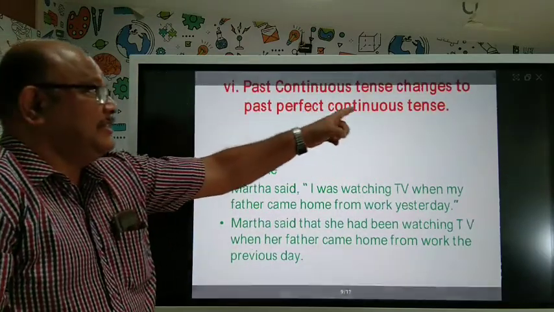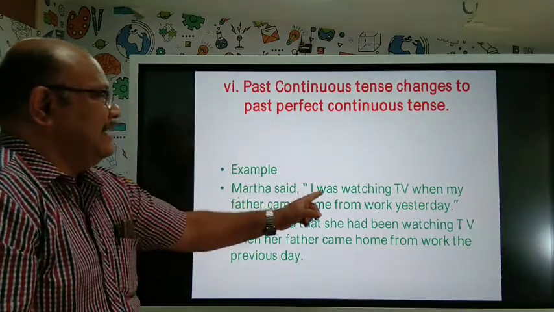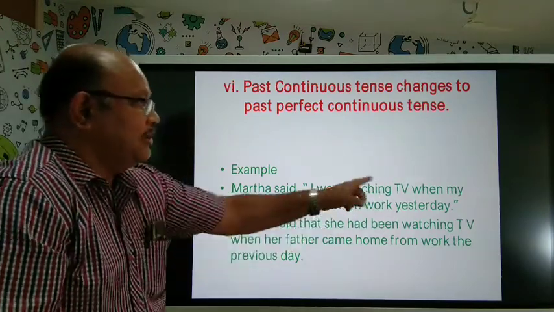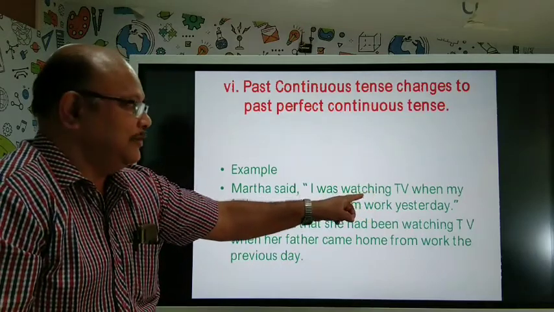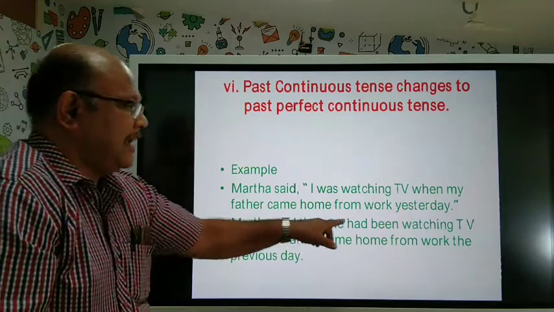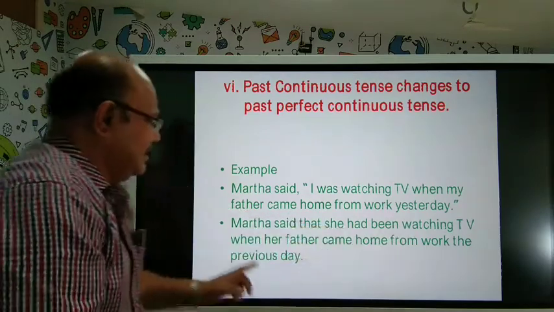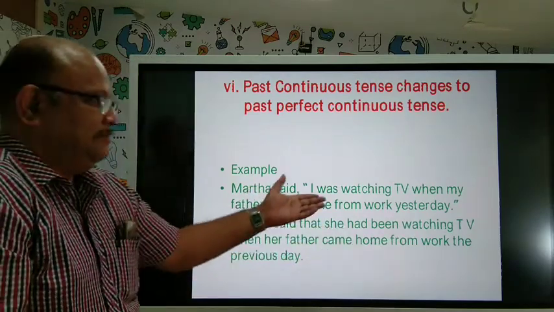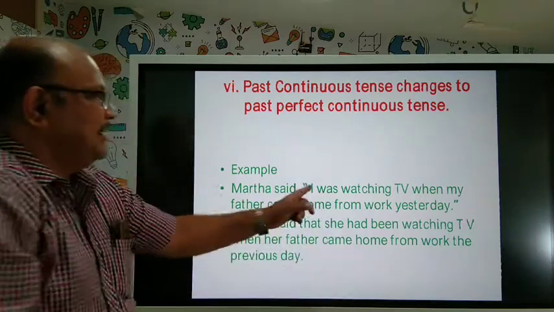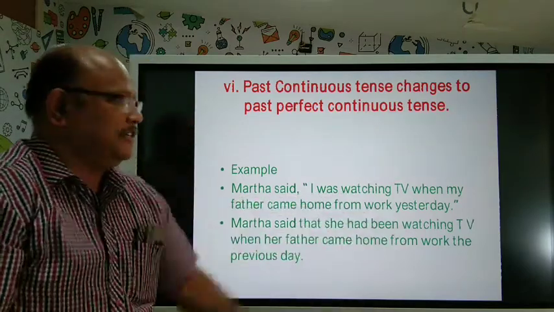Past continuous tense changes to past perfect continuous tense. Martha said, "I was watching TV when my father came home from work yesterday." Was watching, past continuous, changes to past perfect continuous. Martha said that she had been watching TV when her father came home from work the previous day. So past continuous changes to past perfect continuous tense. Was watching changes to had been watching.